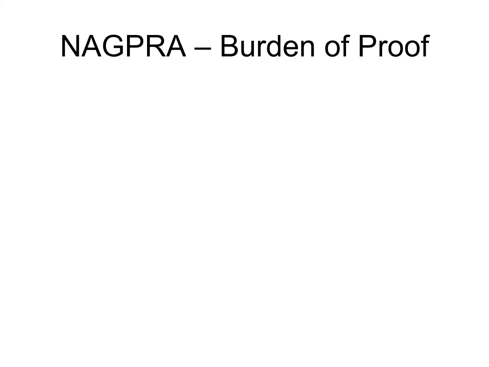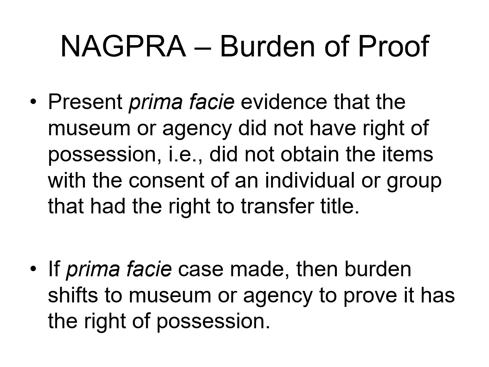If we look at the burden of proof that is laid down in terms of how NAGPRA operates, there's at present a prima facie evidence that the museum or agency did not have right of possession, i.e. they did not obtain the items with the consent of an individual or group that had the right to transfer the title, right? So it's really up to the institution to prove that they legally own those items that they are having on display, right? If a prima facie case is made, then the burden shifts to the museum or agency to prove it has the right of possession, to continue to hold the possession.